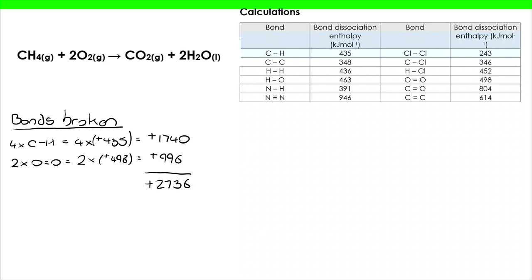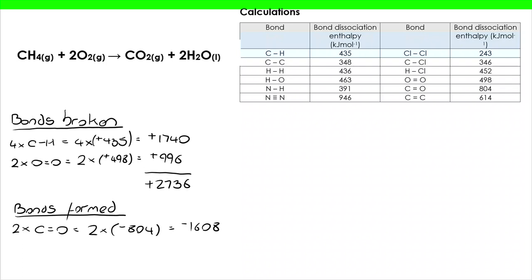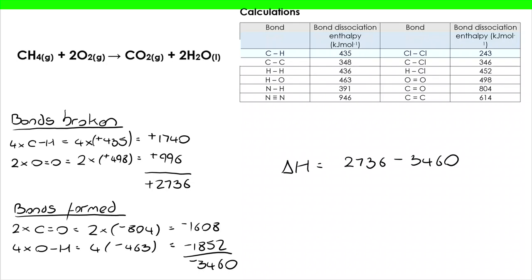And the bonds that we're forming, I've got 2 C double bond O bonds, and I've got 4 OHs. That takes me to a total of negative 3460. Now, the overall delta H for this reaction is now going to be the sum of those two values. So 2736 take away 3460, giving me a value of negative 724 kilojoules per mole.